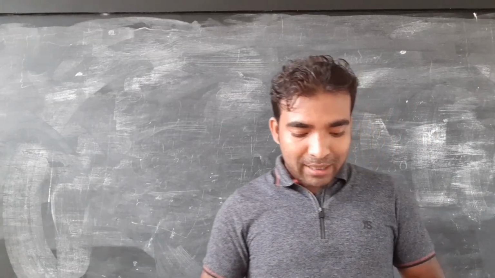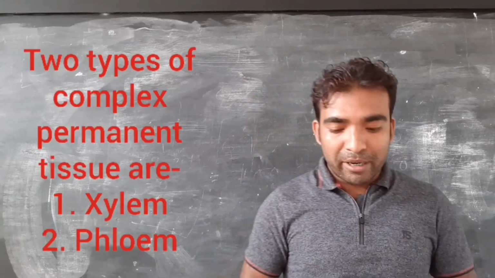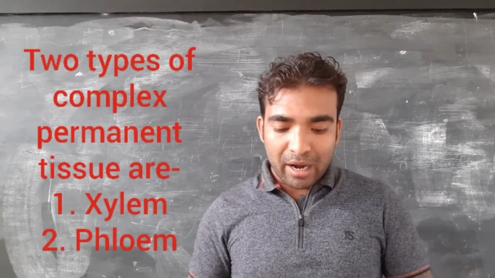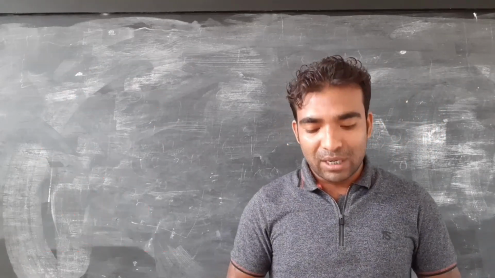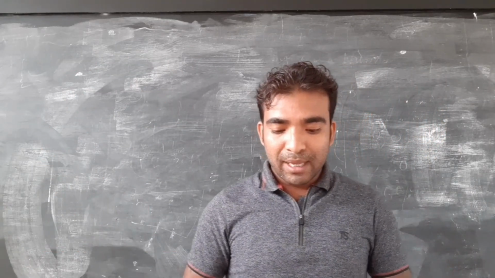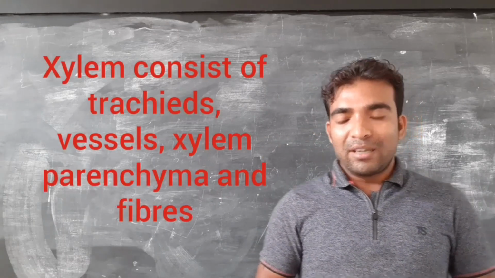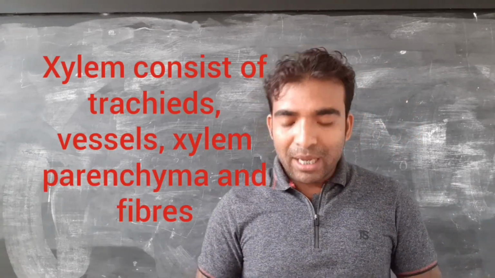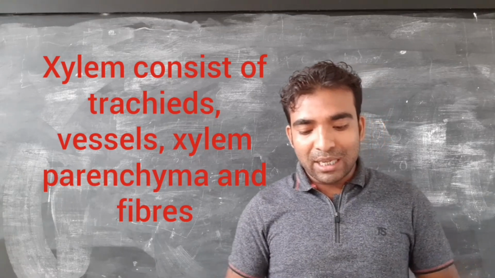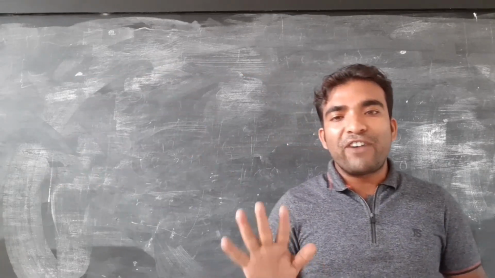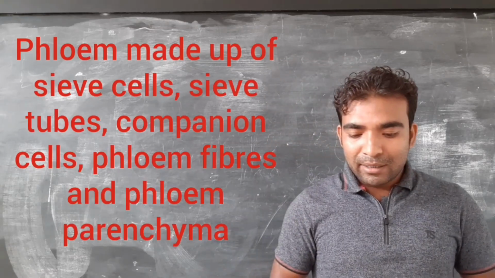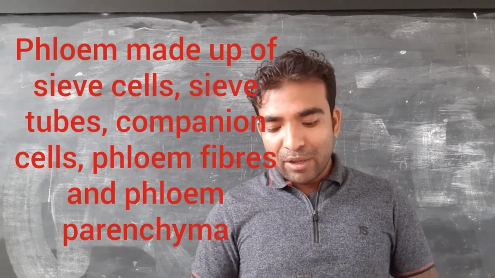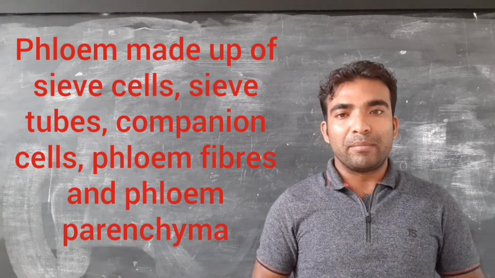Xylem and phloem are the examples of such complex permanent tissue. Both of these are conducting tissues in the plants, and they are commonly known as vascular bundles. Now the structure of xylem. Xylem consists of tracheids, vessels, xylem parenchyma and fibers. On the other hand, the phloem is made up of 5 types of cells: sieve cells, sieve tubes, companion cells, phloem fibers and phloem parenchyma.